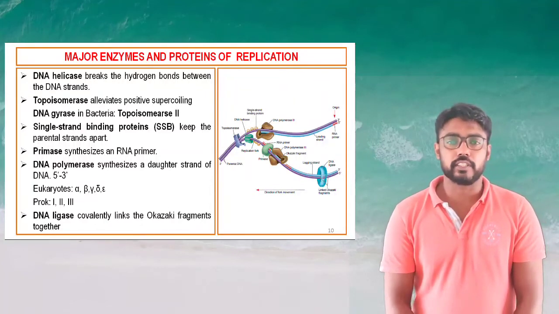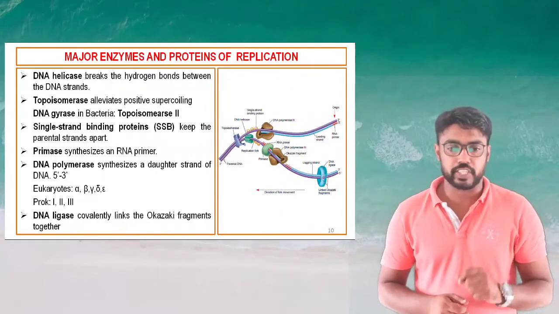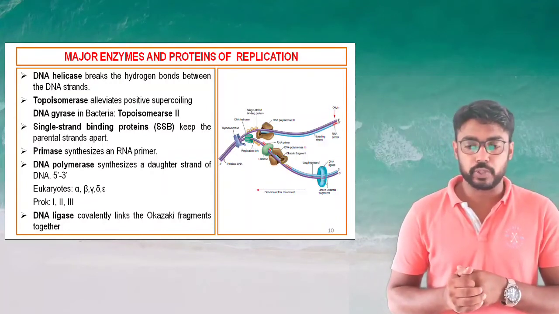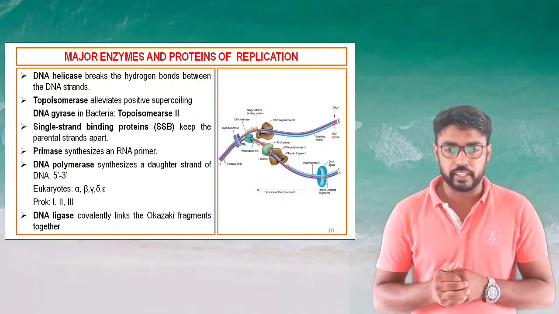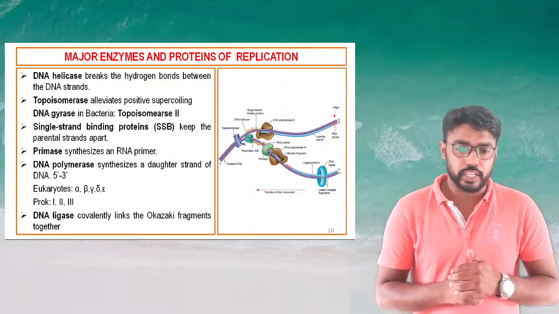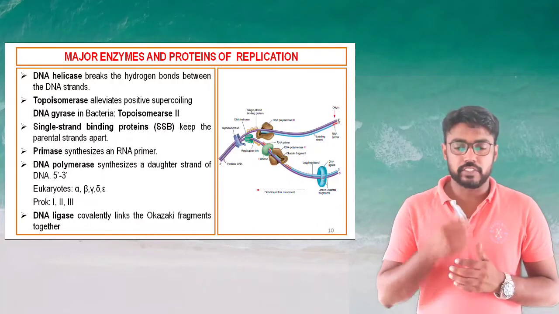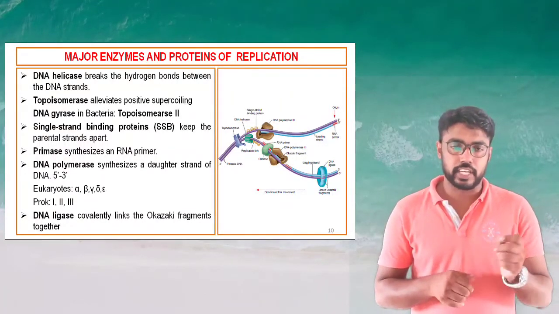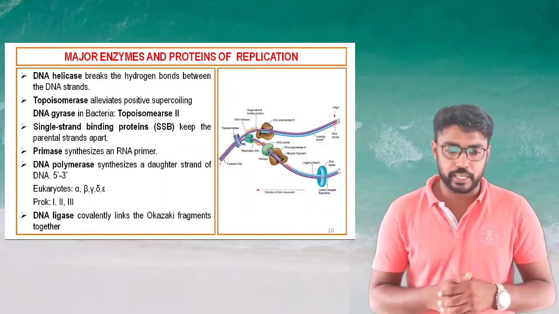Another protein is single strand binding protein, SSB, that keeps the DNA strands apart during replication and also protects the DNA strand from nucleases. Another enzyme is primase, which synthesizes the RNA primer during replication, and this enzyme is an RNA polymerase.